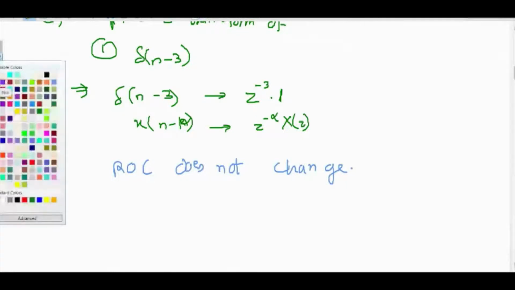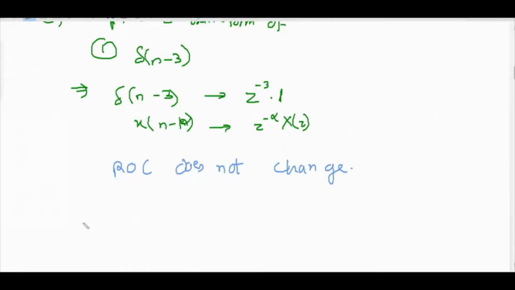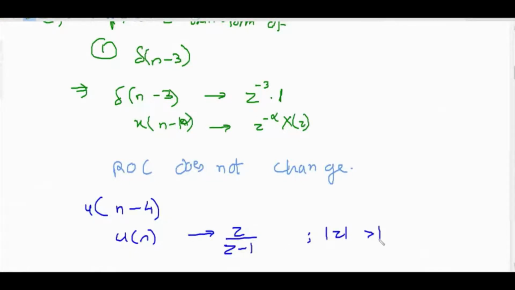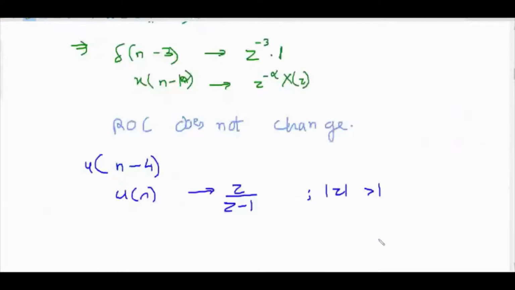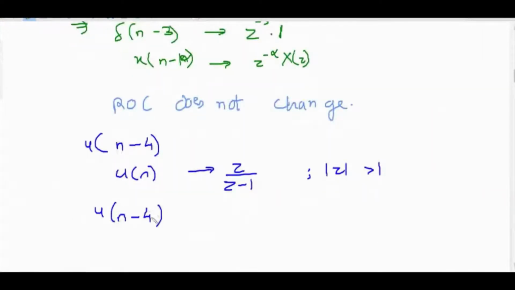Next question, find the Z transform of u of n minus 4. We know that u of n has Z transform z upon z minus 1, ROC magnitude z greater than 1. Therefore, u of n minus 4, by the time shifting property, with a shift of minus 4 units, has Z transform z raised to minus 4 into z upon z minus 1, and the ROC remains the same, magnitude z greater than 1.